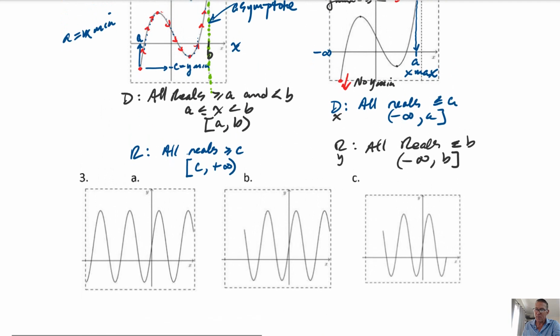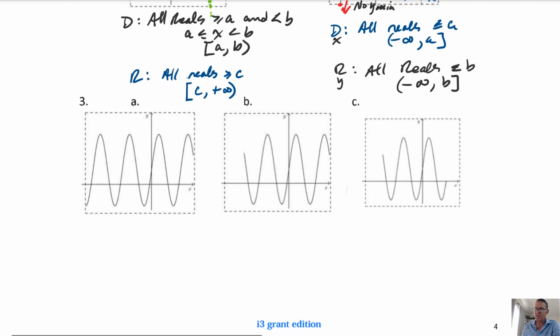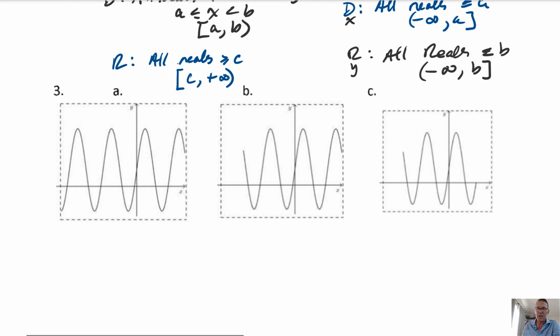Now number 3, these are different. So let's go through number 3. These are fun. These are graphs of probably either sine or cosine functions, or portions of sine or cosine functions. We really don't know, but I'm guessing that because it has a very familiar look. And let's just analyze a few things.